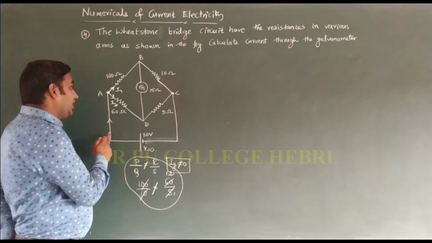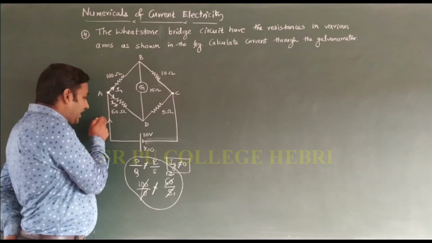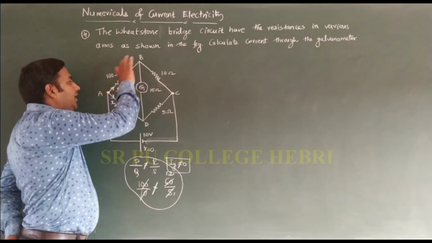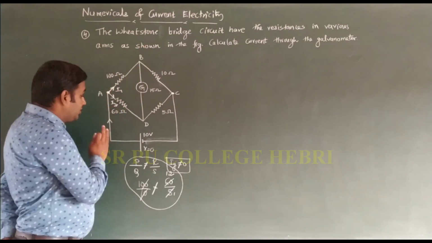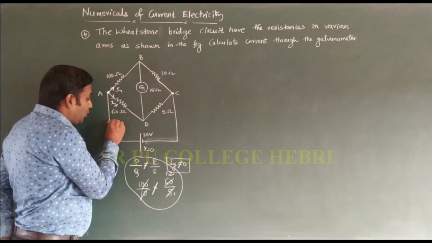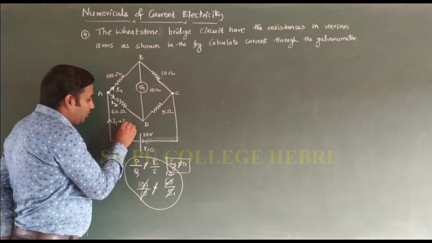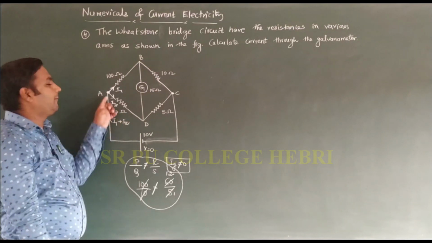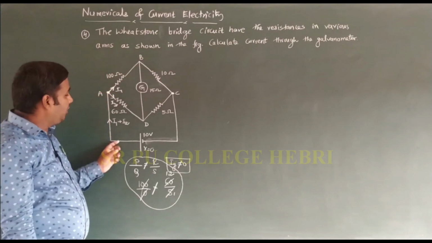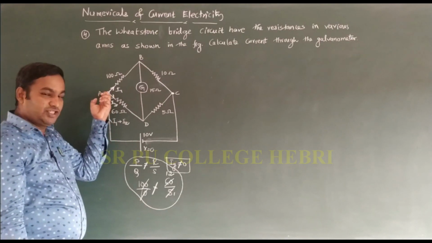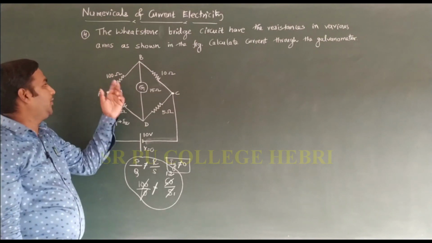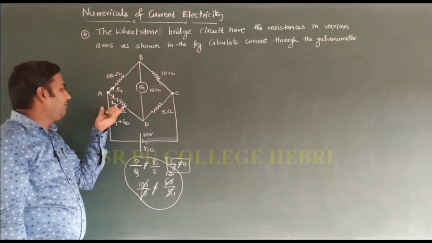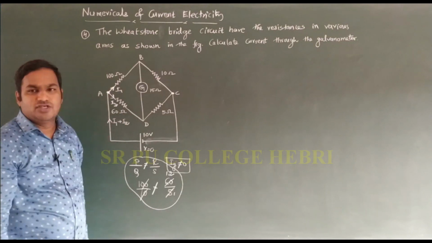Here, for the current entering the node, I take an arrow mark like this. The sum of current leaving is nothing but I1 plus I2. Since the sum of current entering is equal to the sum of current leaving, this term becomes I1 plus I2. And I1 plus I2 entering junction A is divided into 2 branches. One branch is I1 current flowing through 100 ohm, and the other branch is I2 current flowing through 60 ohm.